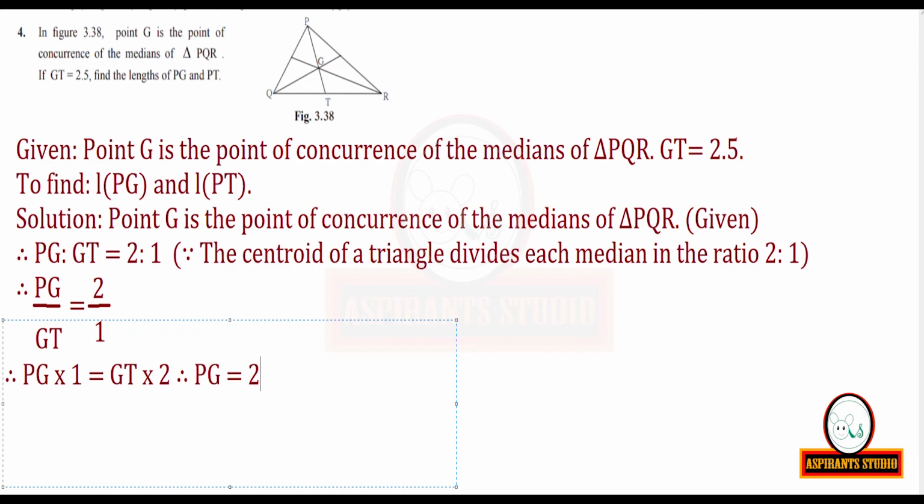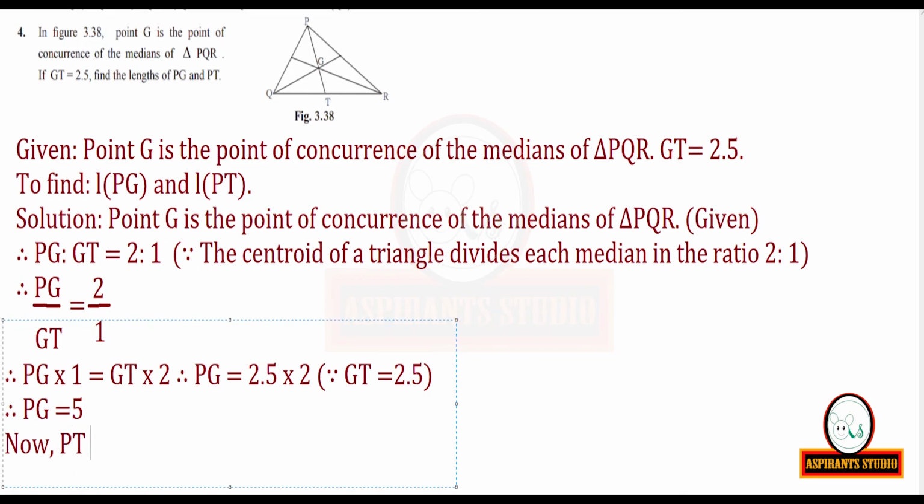The value of GT is given as 2.5. So PG will be equal to 2.5 multiplied by 2, since GT is equal to 2.5. 2.5 multiplied by 2 is 5.0, that is 5. So PG is equal to 5 units.